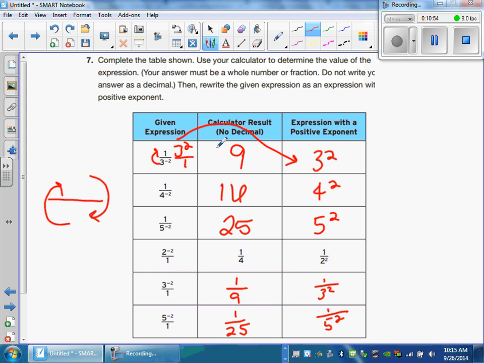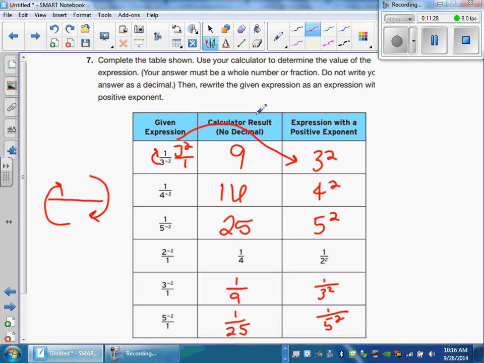So my answer to the first one was 9. And if you look at the second column, again, that 4 to the negative 2 needs to be moved up to the top so that you get rid of the negative exponent. 4 to the second power over 1 is just 4 to the second power, and I solved that to get 16. As you get down further in the table, you'll notice that the negative exponents are up top. They need to be moved down to the bottom, so it will become 1 over 2 to the second power, and that's when you start to see the smaller numbers.